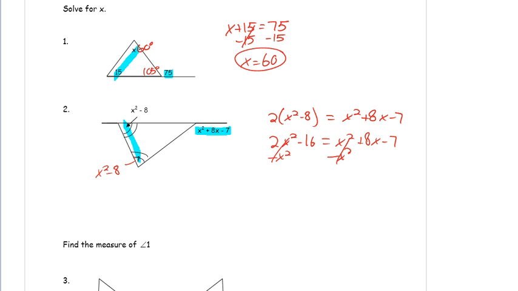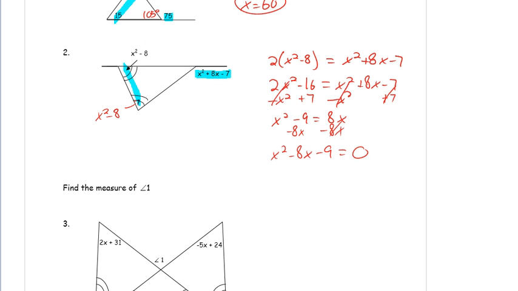Okay, that's going to give me just x squared. I'm going to move 7 over here. So that's going to give me x squared minus 9 equals 8x. Okay. In my next step, I'll subtract 8x. Nowhere to put it, so we're going to slide it right in the middle there. Okay. So we get x squared minus 8x minus 9 equals 0.